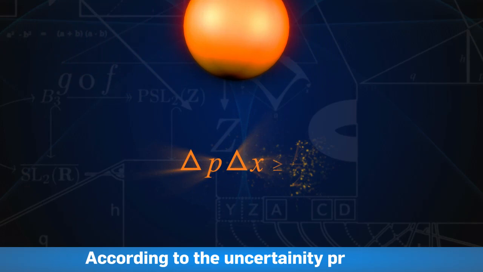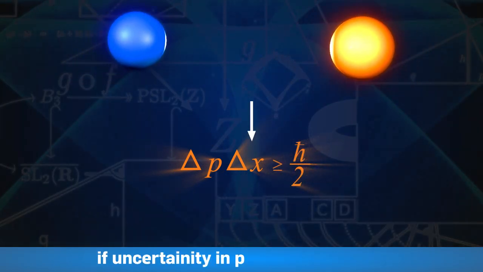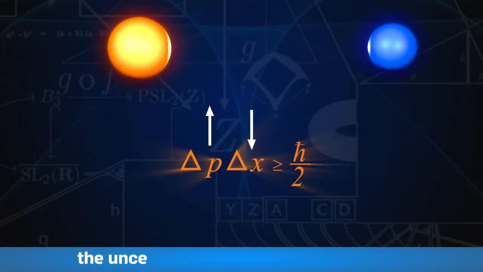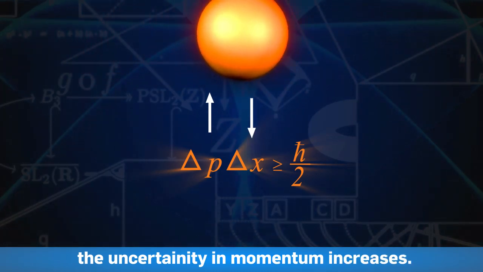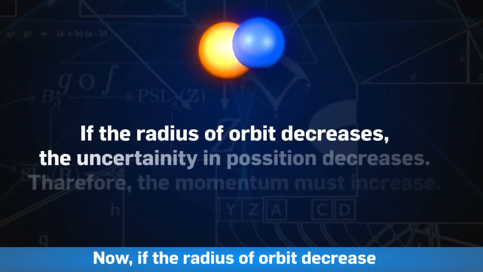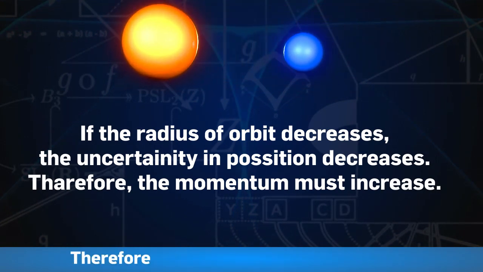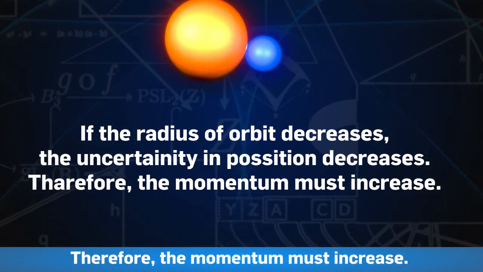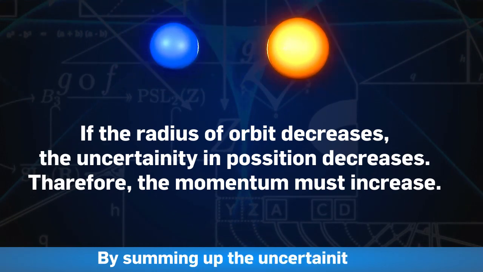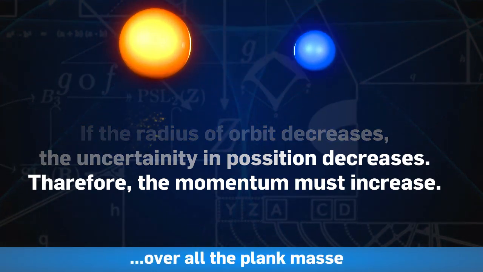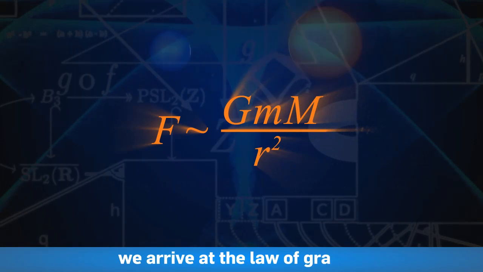We can understand this intuitively as well. According to the uncertainty principle, if the uncertainty in position decreases, the uncertainty in momentum increases. Now, if the radius of orbit decreases, the uncertainty in position decreases. Therefore, the momentum must increase. By summing up the uncertainties over all the Planck masses, we arrive at the law of gravity.